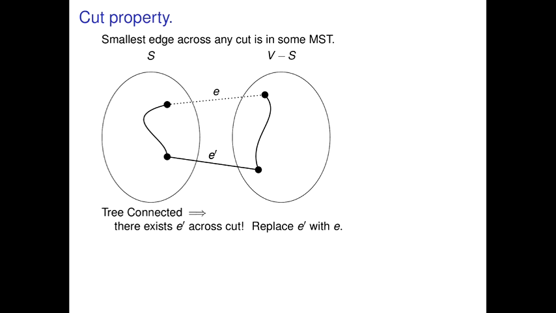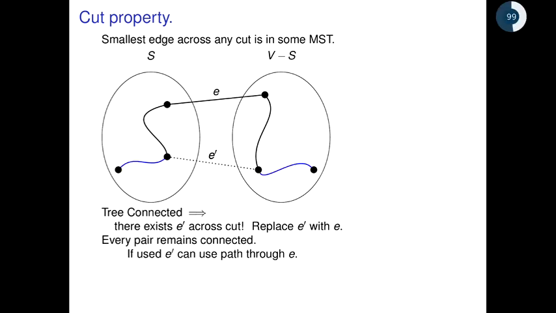Okay? So now, there exists an edge E prime across this cut because we know the spanning tree we presume exists, and it doesn't contain E. So there's some edge that goes from S to V minus S. Okay? Is that clear? Okay, so now what we do is we're going to just replace E prime with E. This is fairly straightforward. Okay?